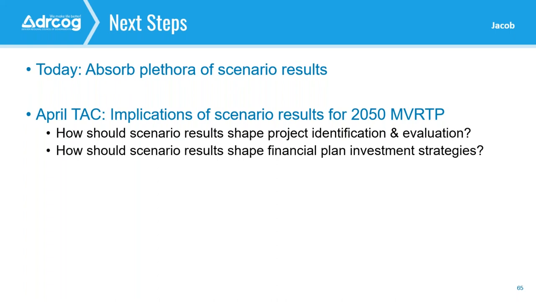So a couple of questions, not necessarily for discussion today, but we wanted to prime you to start thinking about for our conversation next month: how should scenario results shape project identification and evaluation to prepare the fiscally constrained plan? And how should these scenario results shape the financial plan investment strategies? I think it's clear today that certain strategies, certain combinations of things, really move the needle one direction or another. What does that tell us about where we want to start putting some of these financial investments and how we build the 2050 fiscally constrained regional transportation plan? So that's what we'll talk about next month.